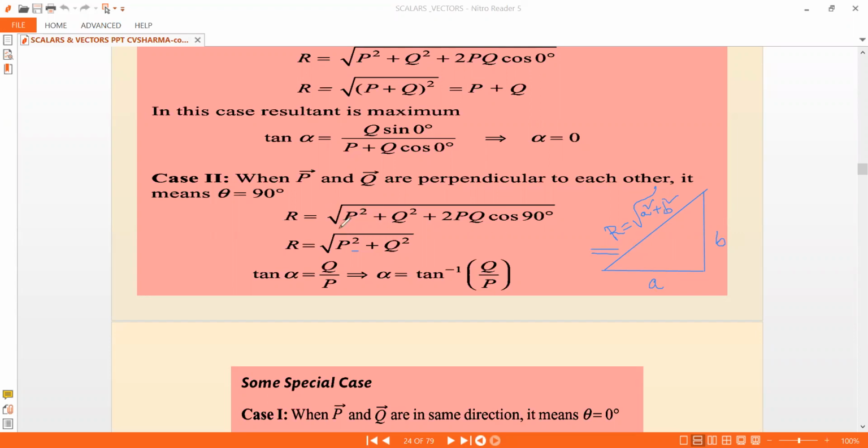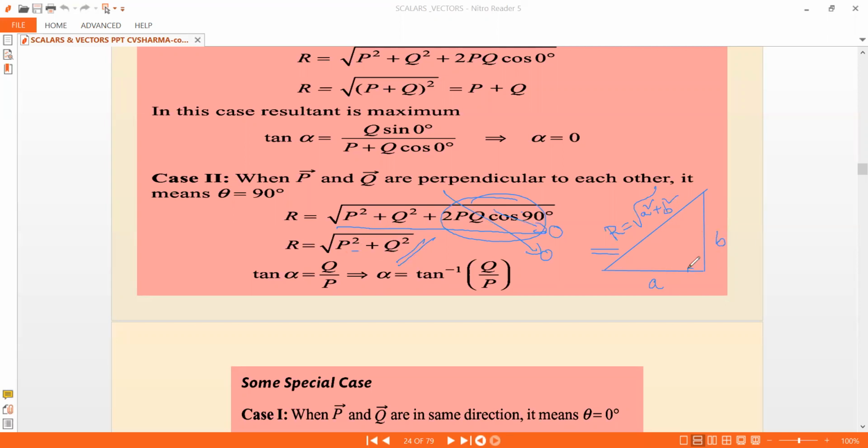So you get square root of p square plus q square plus 2pq cos 90. Cos 90 is anyway 0. So this entire term goes to 0 because cos 90 is 0, and 0 into something is 0. That's how you get square root of p square plus q square.